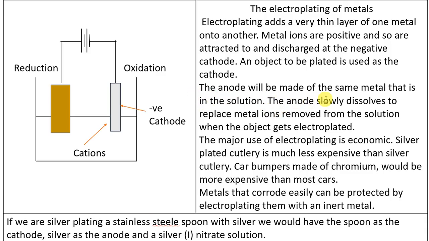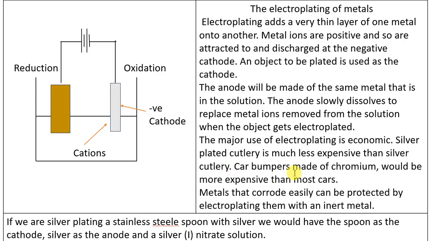The anode will be made of the same metal that is in the solution. The anode slowly dissolves to replace metal ions removed from the solution when the object gets electroplated. The major use of electroplating is economic. Silver-plated cutlery is much less expensive than silver cutlery.